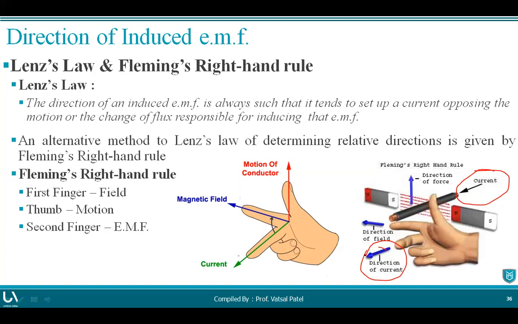Are you getting up to here? Is there any question? Please let me know. So shall we go ahead now, if you understand up to here, Lenz's law and Fleming's right hand rule?